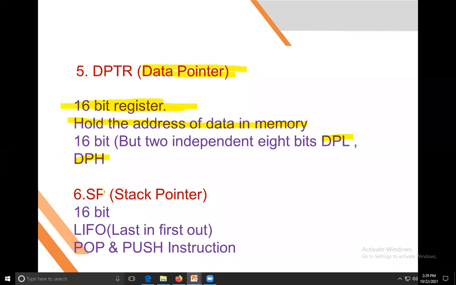Then you know the stack pointer. The stack is last in, first out. We discussed the stack in brief in 8085. It is used for interrupts. There are two instructions, push and pop. The push instruction puts data into the stack, and the pop instruction fetches data from the stack. So the last entry in the stack is the first out. So remember, it contains three 16-bit registers: first the program counter, second the data pointer, and third the stack pointer.